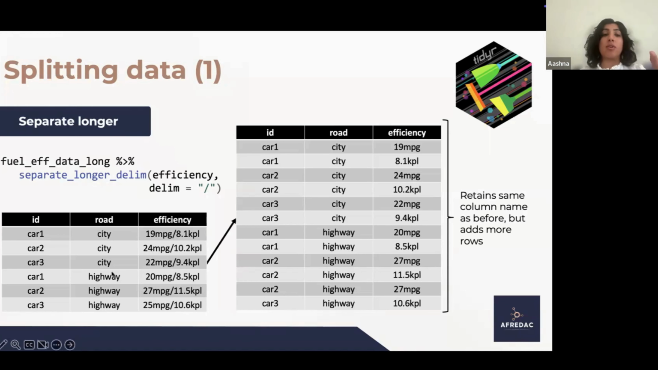So you can see how it goes from this data set to this data set over here, because now you can see 19 and 8.1 are split up, and they'll appear by default underneath one another. So it's not like you'll have all the MPGs together and KPLs together. Once you split it, it kind of automatically appears underneath that row. So you can see the data set retains the exact same column names as before, just adds more rows. So this could be a handy function to work with your data as well.